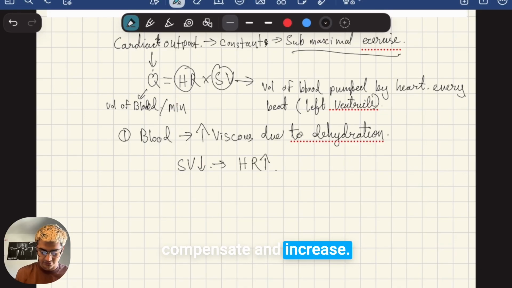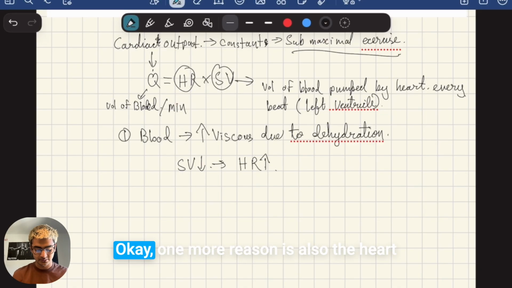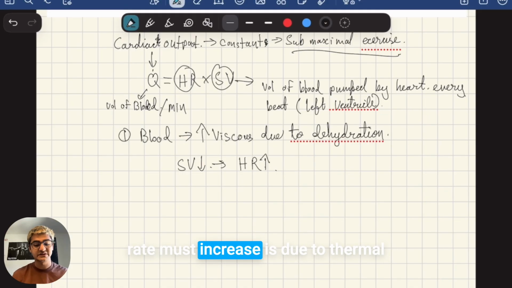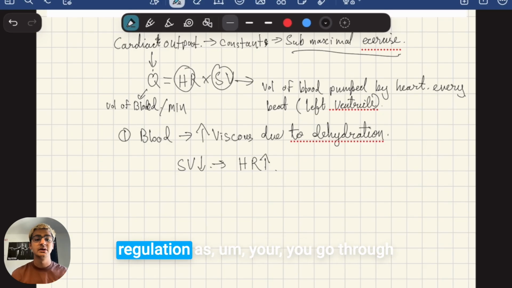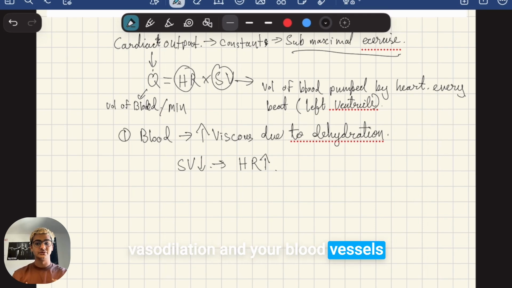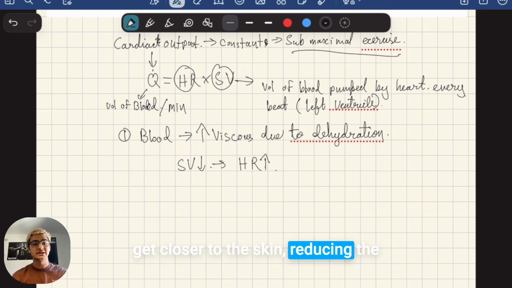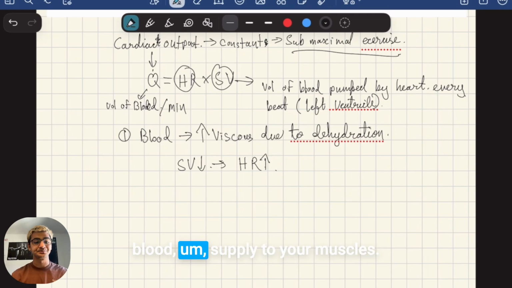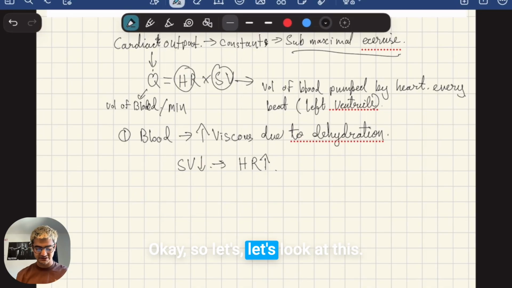Okay? One more reason the heart rate must increase is due to thermoregulation, as you go through vasodilation and your blood vessels get closer to the skin, reducing the blood supply to your muscles.